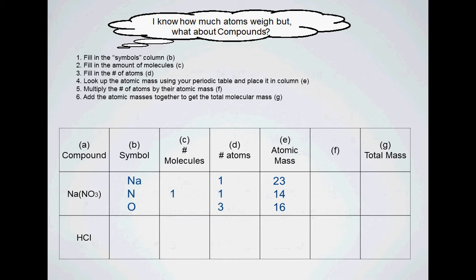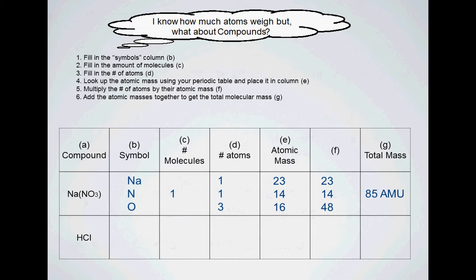So, what do I get for the sodium? 23. How about the nitrogen? 14. And oxygen? 48. Wow, math geniuses. And our total mass then of this whole compound? 85. So the mass of this whole compound is 85 AMU.